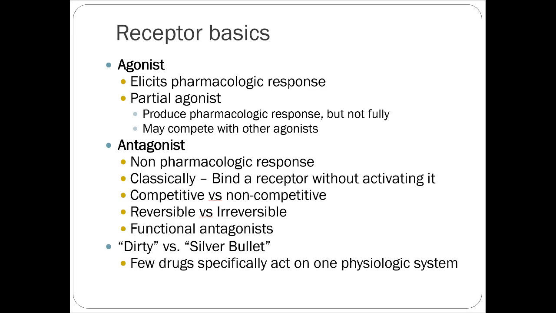Antagonists have some more layers with them. Again, the classic antagonist binds to a receptor and blocks anything from happening. So I think of a beta blocker. Beta blockers bind to the beta-1 receptors in the heart. They prevent your endogenous chemical signaling method from happening. So you can't get your adrenaline response to kick your heart into gear.